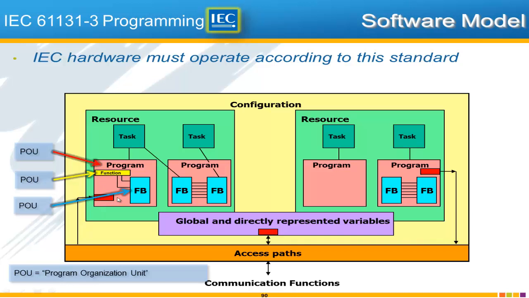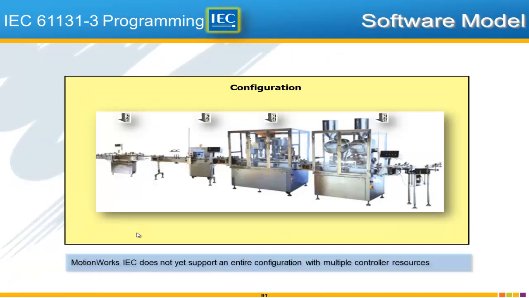Three types of program organization unit. This is described and defined by IEC 61131. So now, to see an example of what a configuration would be in IEC 61131, here's an example of some type of packaging machine, I believe, with several different controllers, PLCs, operating and controlling the different stages of this machine. And so this assembly of processors running IEC 61131 is considered a configuration.